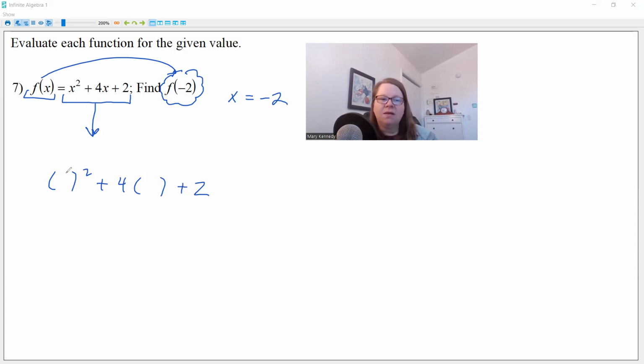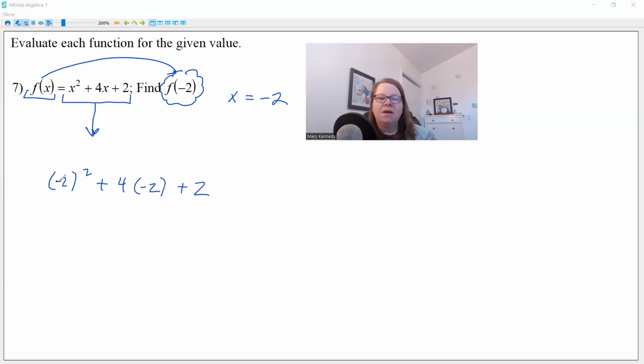So I've got x squared plus 4x plus 2. And so where the x's were, I've put parentheses. And now I'm going to substitute what x equals. It's equal to -2 in this problem. And so I'm going to plug in a -2.